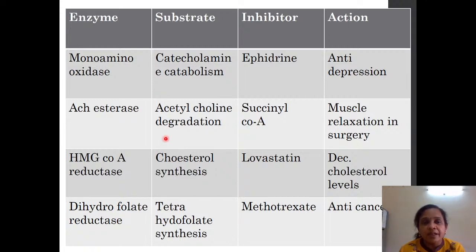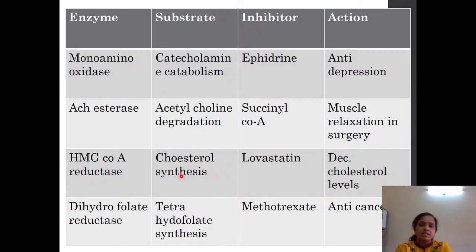Why should we give an inhibitor for this enzyme? Because it helps in muscle. If acetylcholine is present in the neuromuscular junction for a longer time, it will cause muscle relaxation. So, to prolong the muscle relaxation during the surgical process, succinyl-CoA is given so that acetylcholine will stay at the neuromuscular junctions for a longer time.